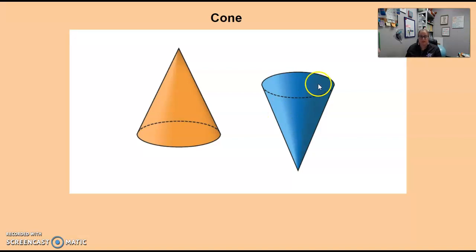Ooh, I agree. There is a circle on the cone. What else do you notice? Oh, I agree. It comes to a point down here. So there's a circle face and it comes to a point. So let's look at the actual faces, edges, and vertices of a cone.